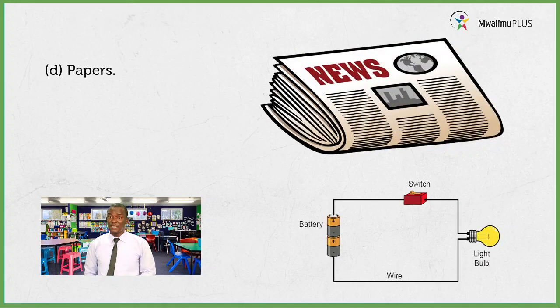Finally, I want you to look at the papers there. If you put that newspaper, take one piece of paper, insert where we have the switch, the bulb will not produce light just like in the previous case. Why? Papers are made from wood, and wood are bad conductors of electricity, so therefore that bulb will not produce light because papers are bad conductors of electricity.